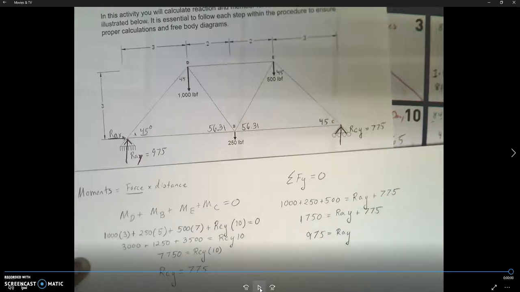So all together, we now can figure out those 2 y's. We've got our forces. Now we can move and try to solve for our joints.